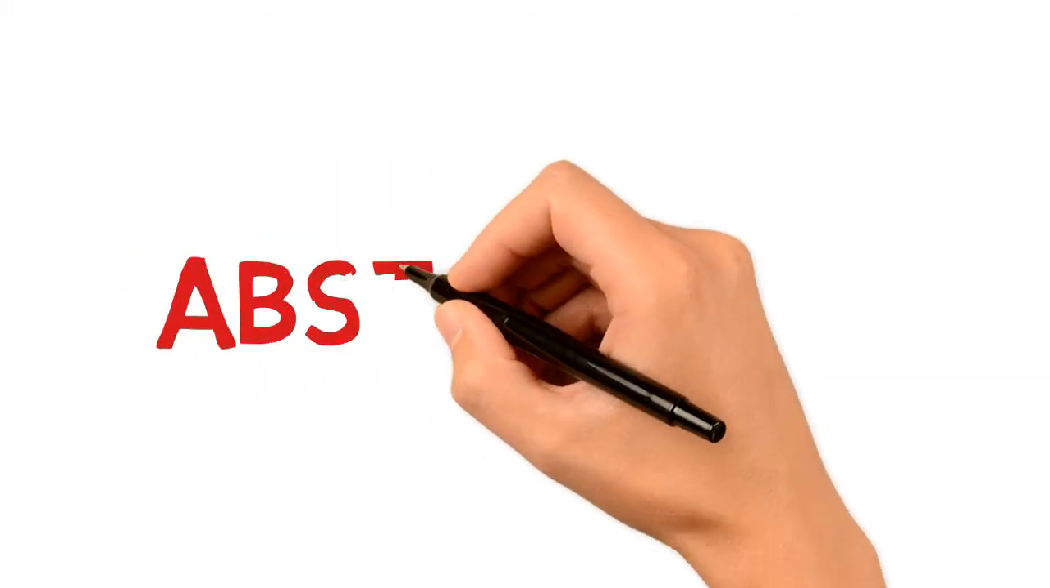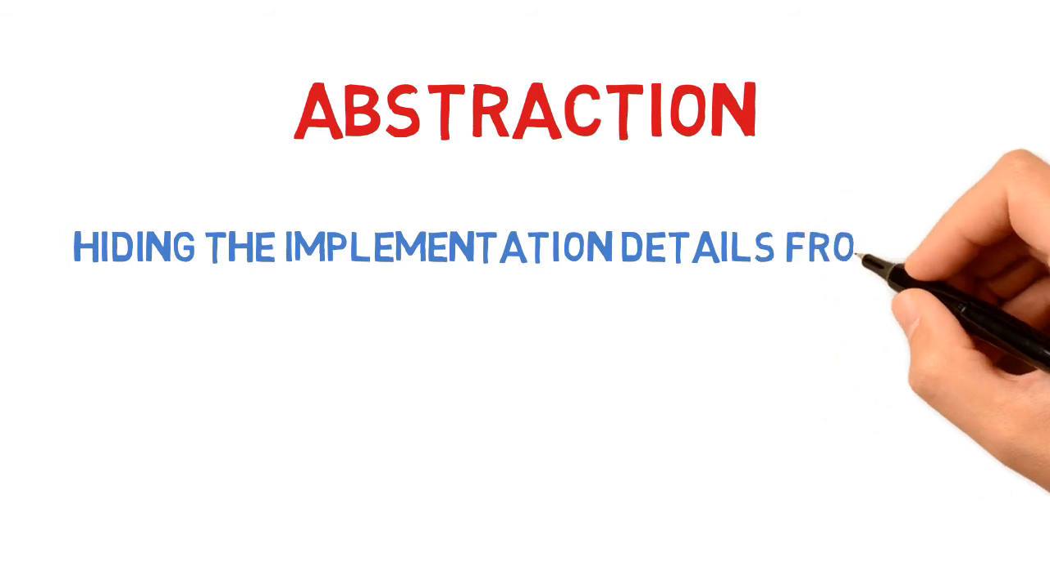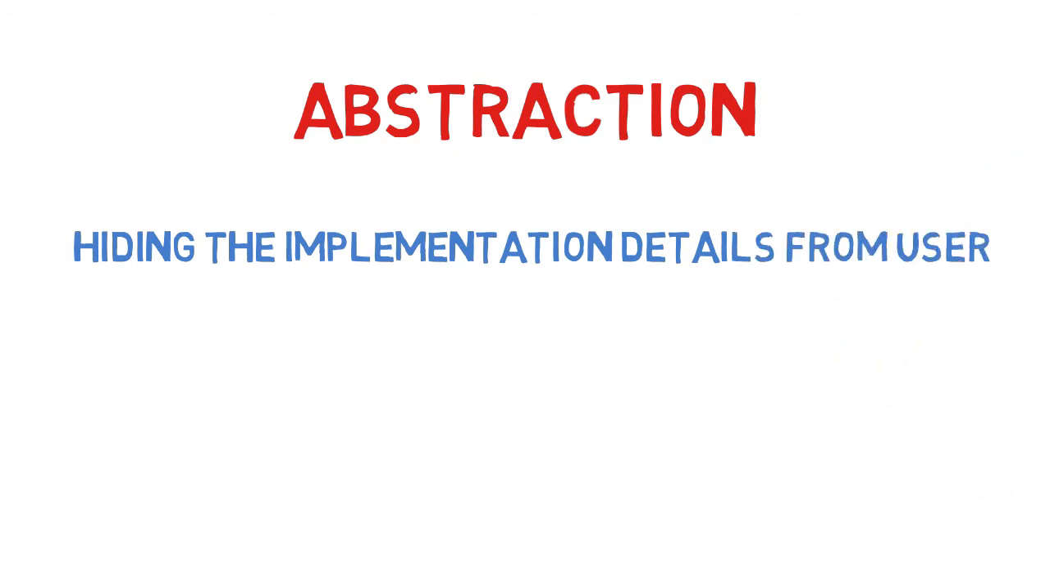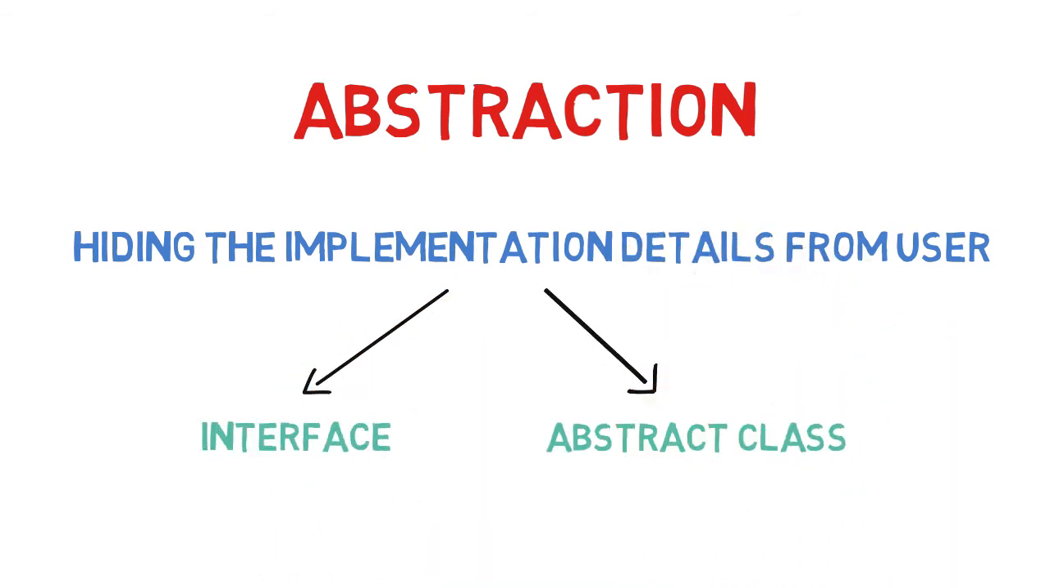In this video, we'll see what is abstraction. Abstraction simply means hiding the implementation or non-essential details from the user and showing only essential details. Abstraction is mainly achieved by interface and abstract class in Java. So let's see how it is done.